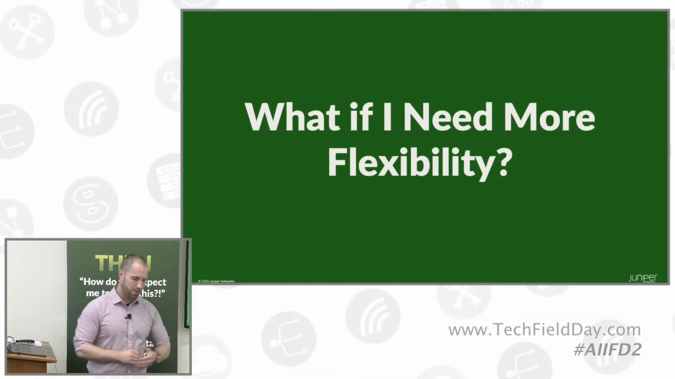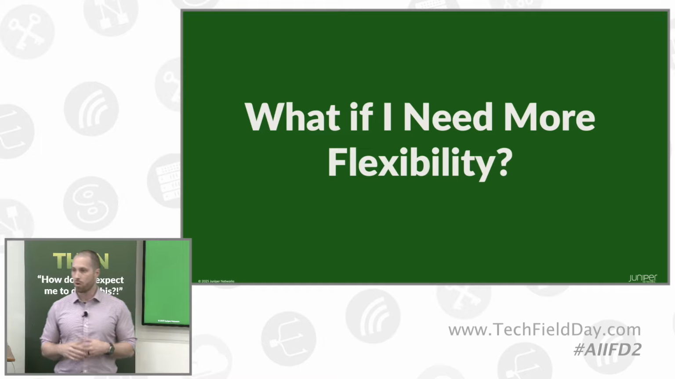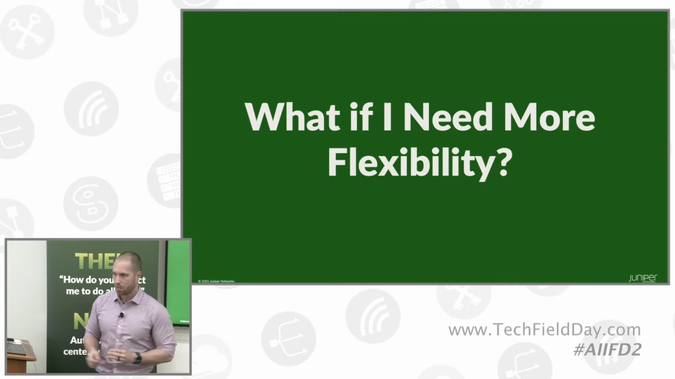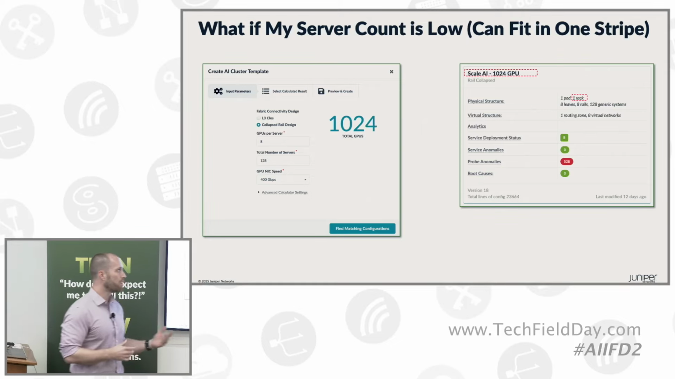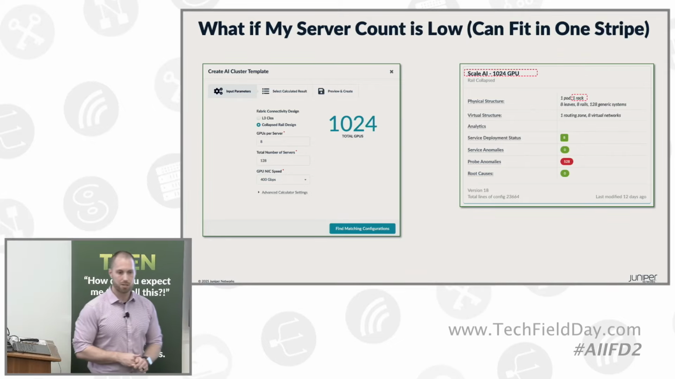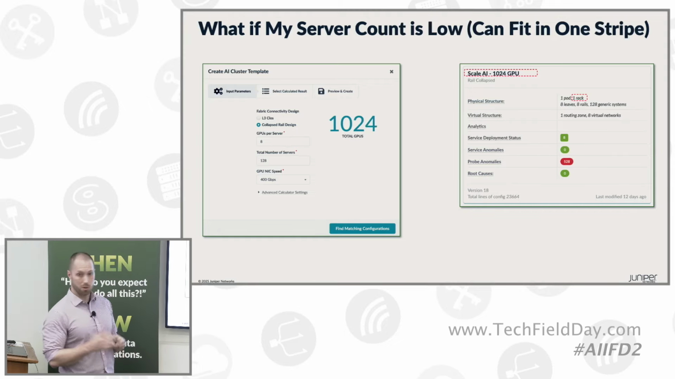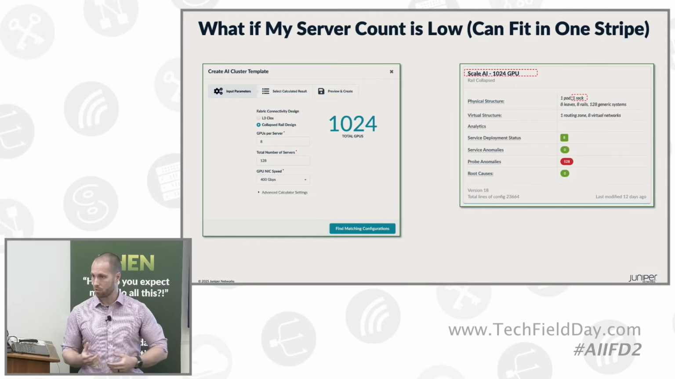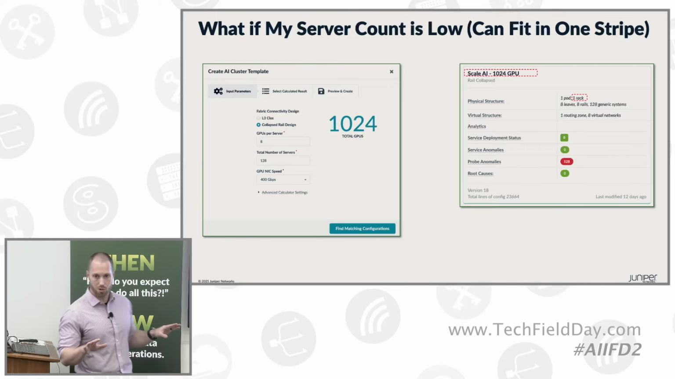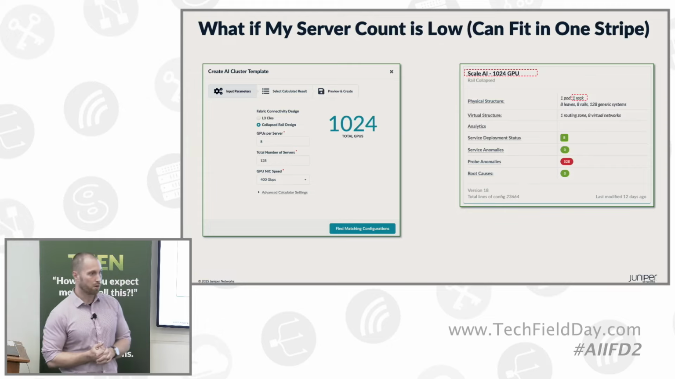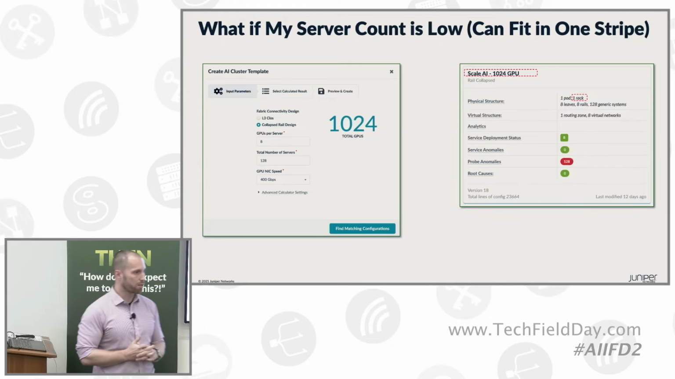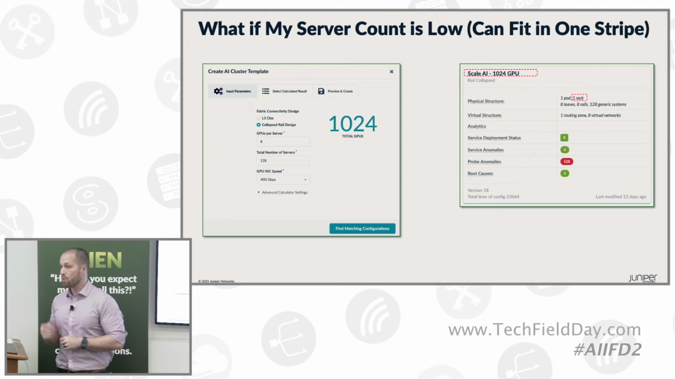Okay. All right. So, a couple more things that I wanted to point out. What if I need some more flexibility? A common one we get asked is, what if my server count's low enough that I don't want to have multiple stripes, and I want to do everything in one stripe? Meaning having leaves only and no spines. So then everything connects and runs through those leaves and the NVLink on the NVIDIA side. And we can do that as well.